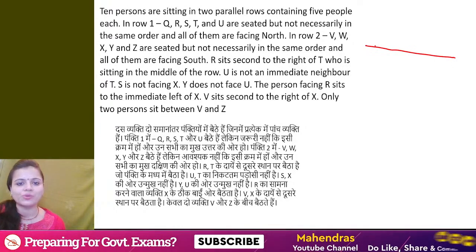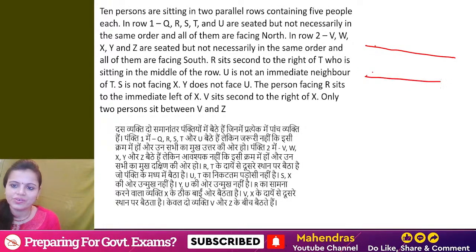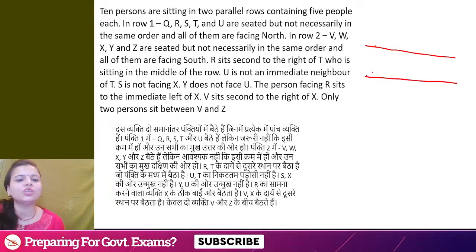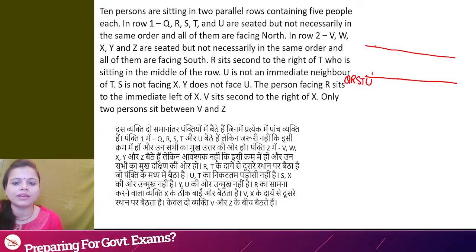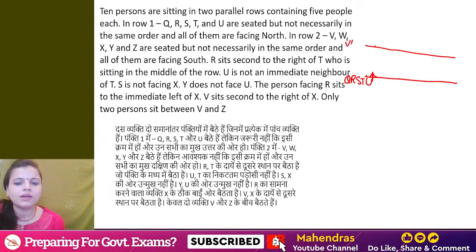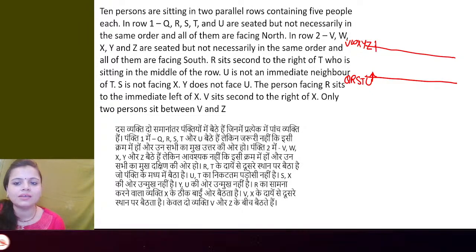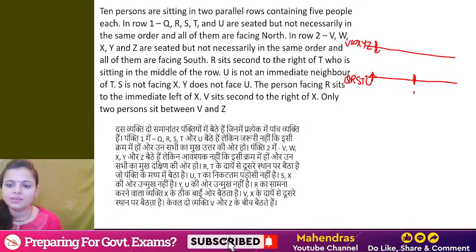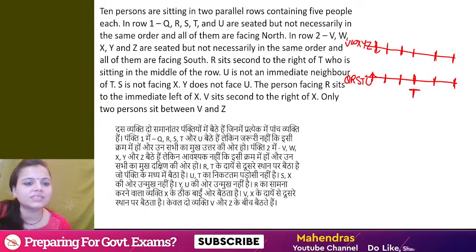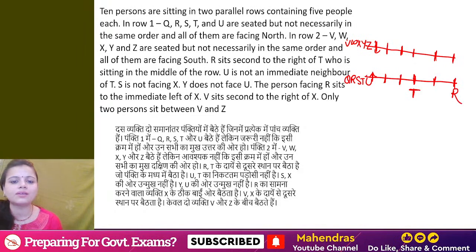10 persons are sitting in two parallel rows containing 5 in each. In row 1, Q, R, S, T, U are facing north. And V, W, X, Y, Z are facing south. Now the question starts from the second right of T, who is in the middle of the row. T is in the middle, so we get only one possibility: 2 persons on the right and 2 persons on the left of T. R is second right of T, so this place is for R.